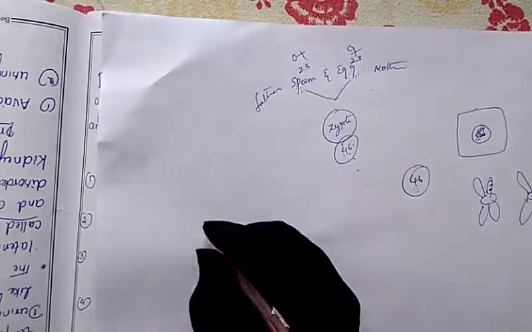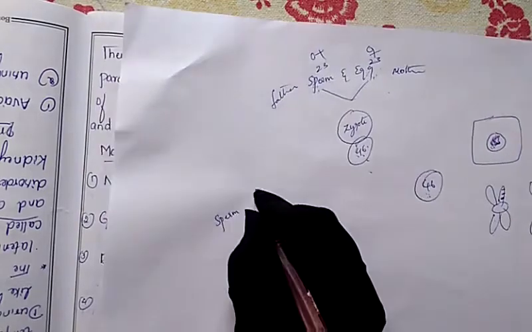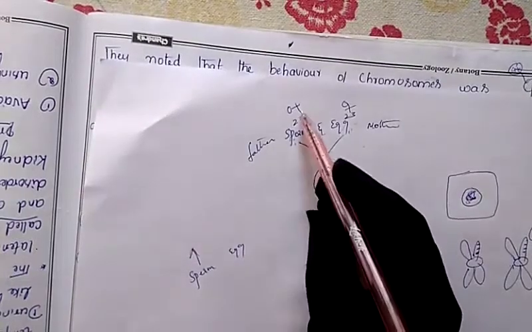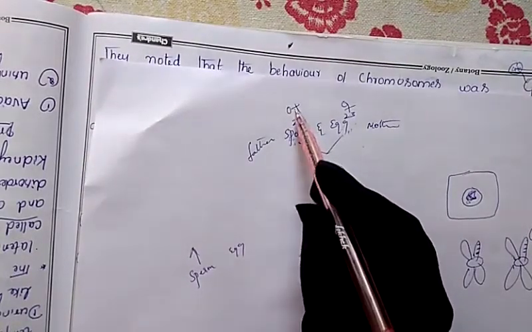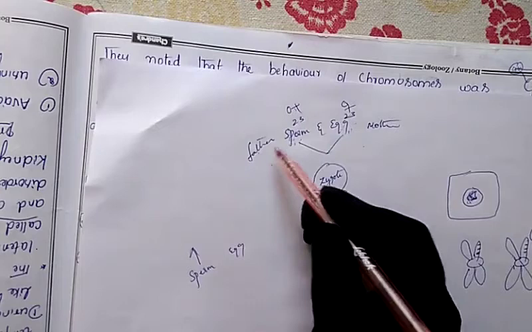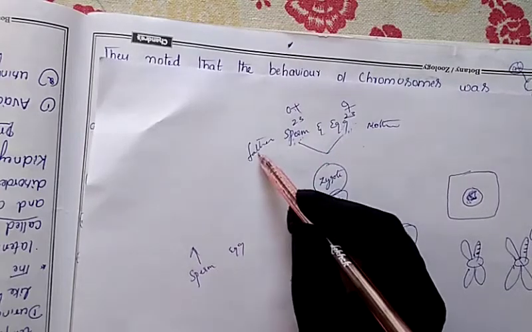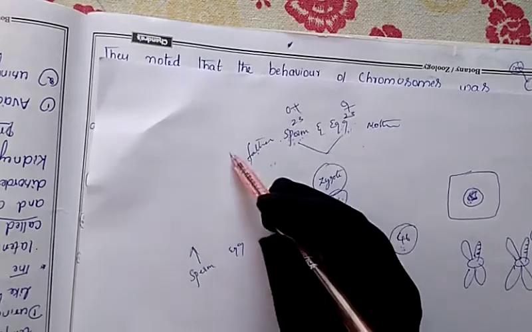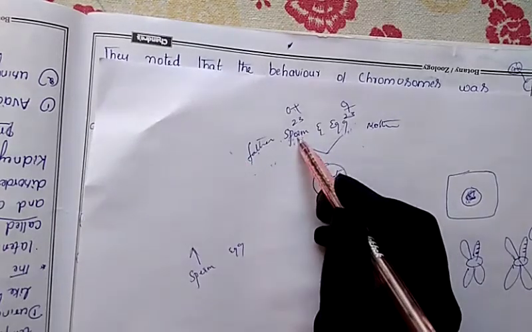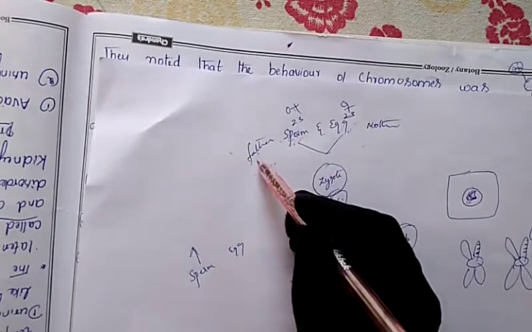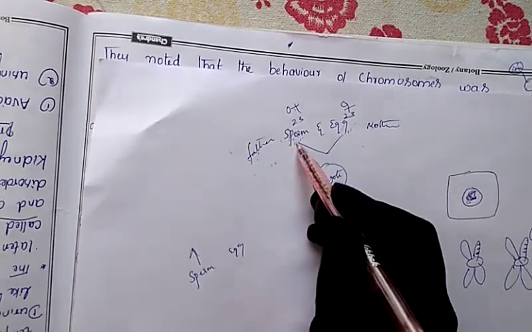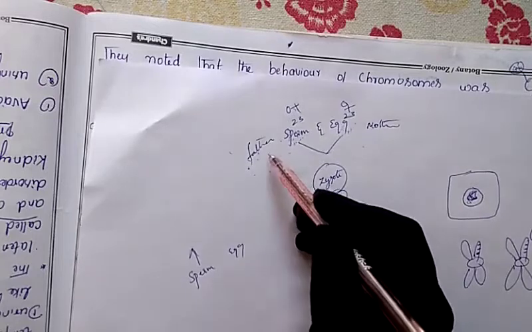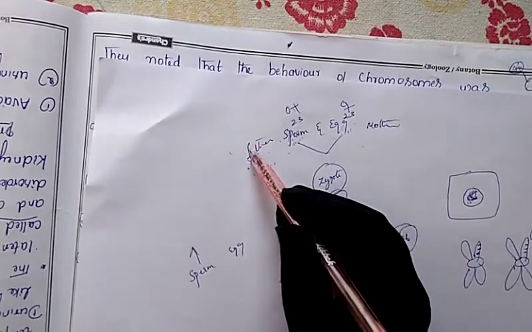Who are the gametes here? Sperm and egg are the gametes. The sperm contains the characters of the father. The sperm contains the chromosomes of the father, and on those chromosomes the genes are present, which hold the characters of the father. So sperm contains the father's characters.